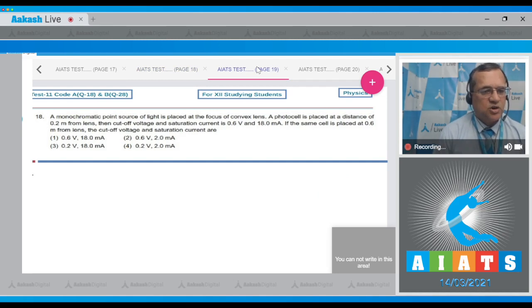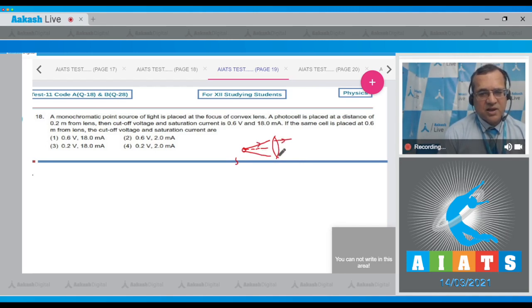Question number 18 is: a monochromatic point source of light is placed at the focus of a convex lens. A photocell is placed at a distance of 0.2 meter from the lens. Then the cutoff voltage and the saturation current are 0.6 volt and 18 milliampere. If the same cell is placed at a distance of 0.6 meter from the lens, then what are the cutoff voltage and the saturation current? Now see, if the intensity changes, then there will be a change in the saturation current. But you find that there is a convex lens, and at the focus of the convex lens there is a source.